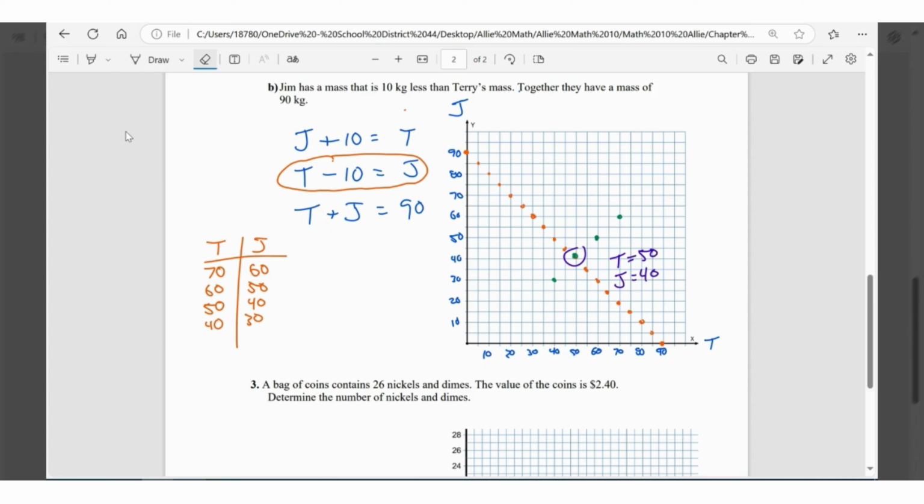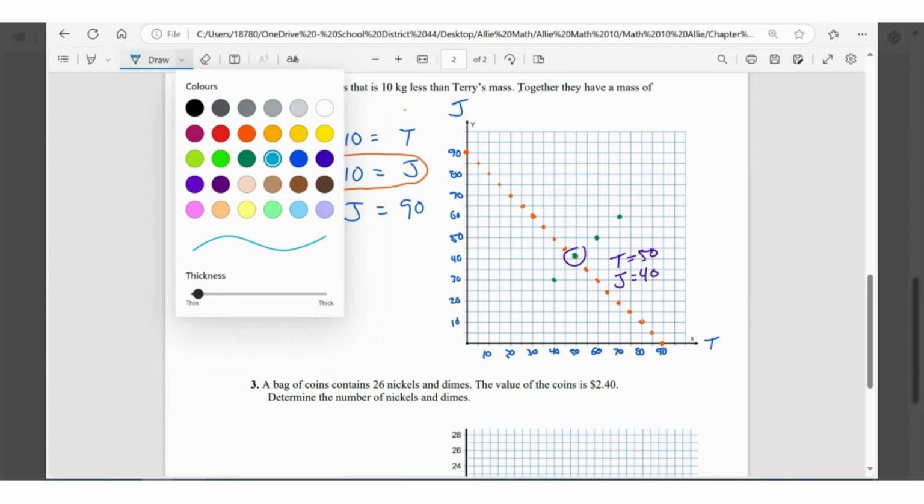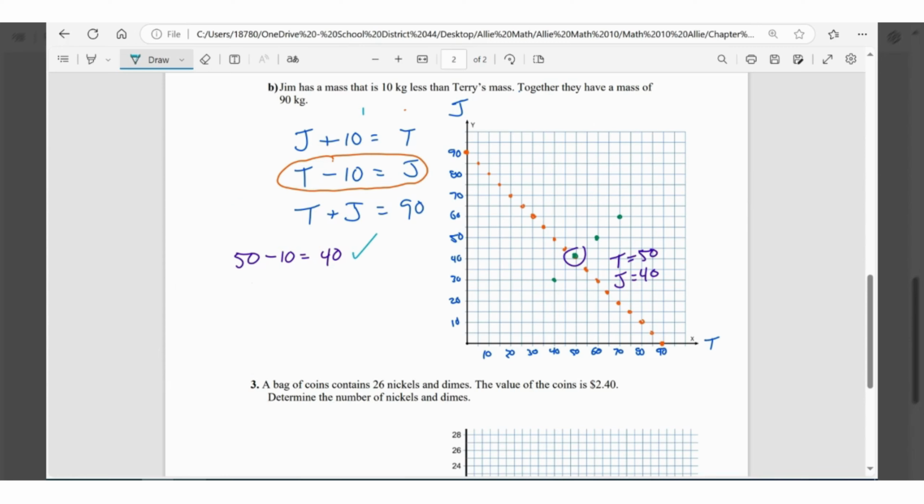And let's see if that's true. Let's see if we did that correct. Let's plot it back in and see if it's true. So is it true that Tim 50 minus 10 equals Jim, 40? Is it true that 50 minus 10 equals 40? Yeah, it is true. So it looks like we did that one right.